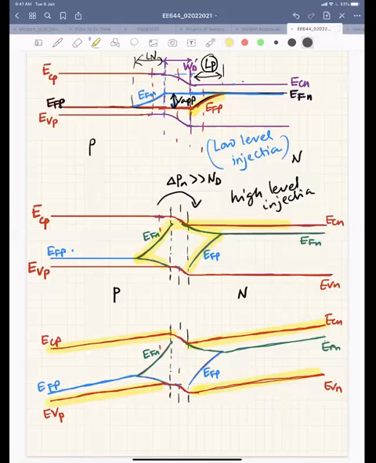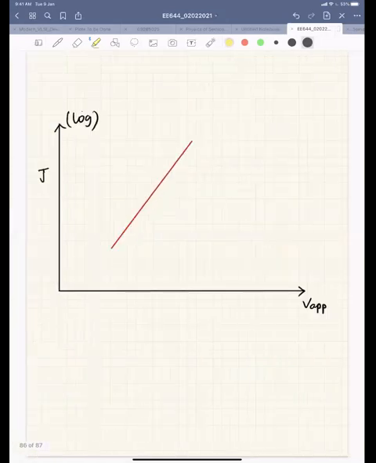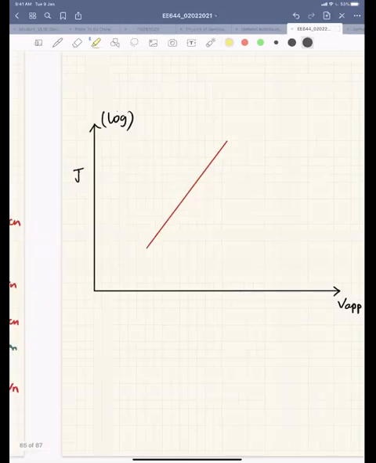So you never operate in high level injection condition, but these are the extreme cases. High level injection is an extreme case. But you could go to a little bit of high level injection, just to see that when you measure the IV characteristic of a PN junction, you will see that there is some saturation, right?